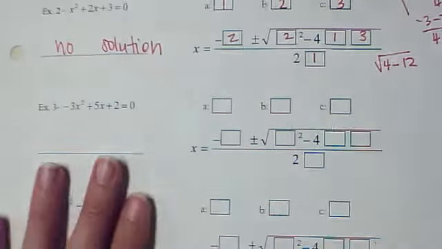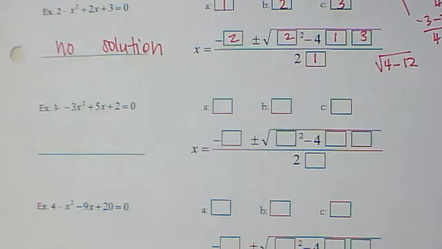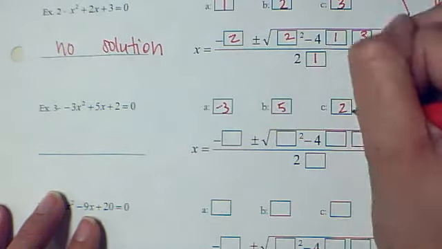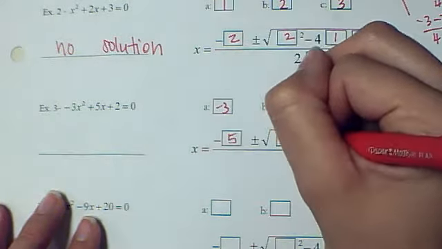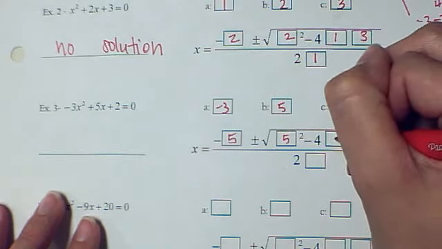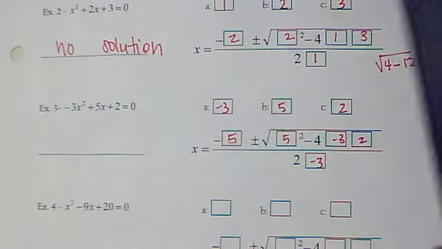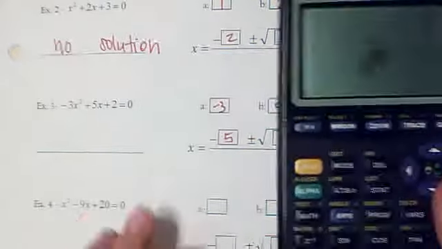Okay, let's try another one using the calculator since that one was a no solution. If I use my a, negative 3, b 5, c 2, x equals negative b plus or minus the square root of b squared minus 4ac all over 2a. Watch those positive and negative signs. I'm going to go back to my calculator and try that again.